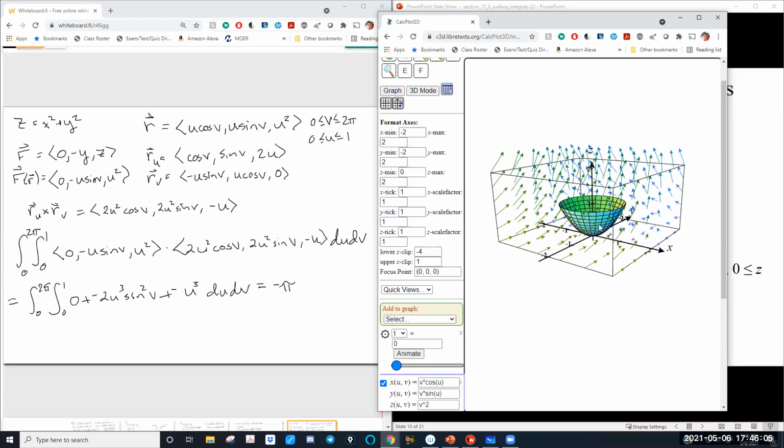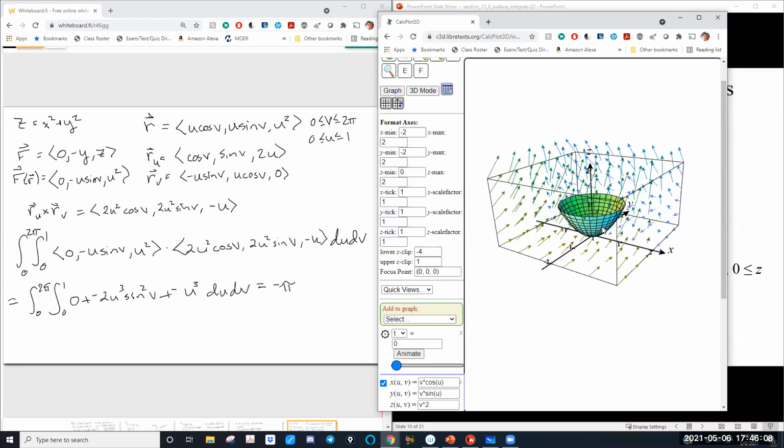on any given surface, there are two normal vectors. You know, there'd be one coming out of the bowl and one coming into the bowl. So this is one possible normal vector, but the negative of that is another possible normal vector. So the question comes, how do you know which one to choose? Because both of them are normal vectors. I could have just as easily used negative 2u squared cosine v, negative 2u squared sine v, positive u, and we would have gotten positive pi here. That would have been the only difference.